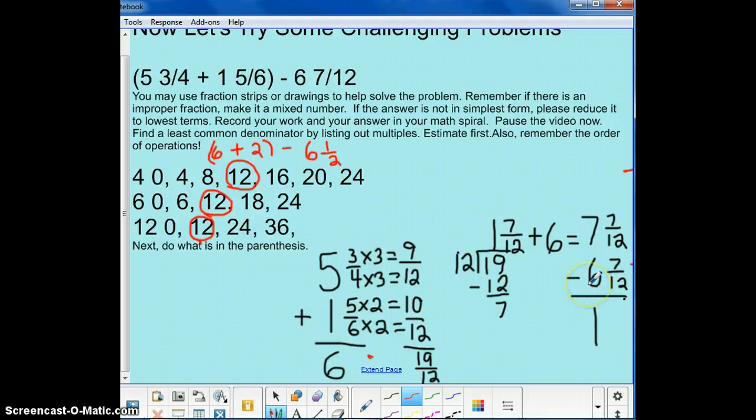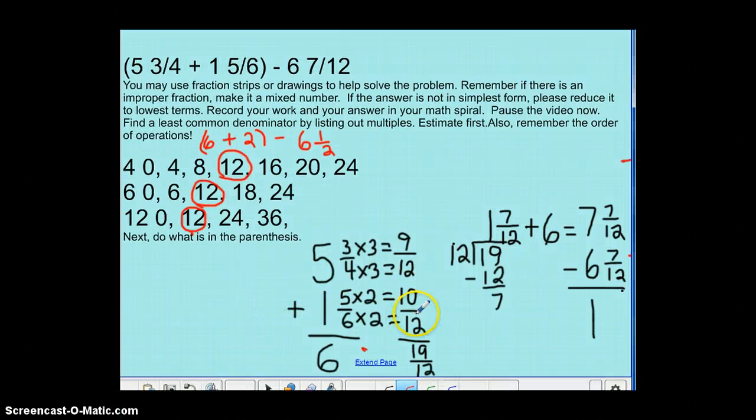Minus 6 7/12 is equal to 1. Okay, to make sure you understand, I had 1 7/12 plus the 6 that was over here, so that makes it 7 7/12. The 6 7/12 was from my original, so all of that before was this. So minus 6 7/12, so 7 7/12 minus 6 7/12, that's 1.